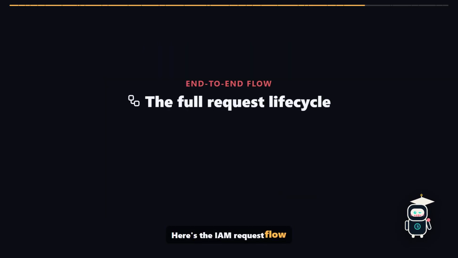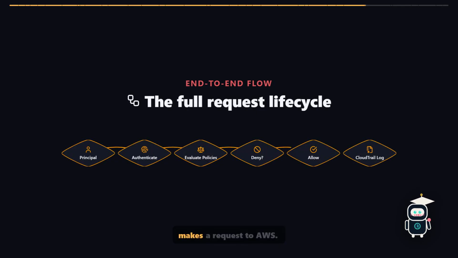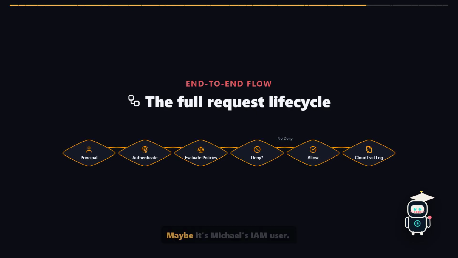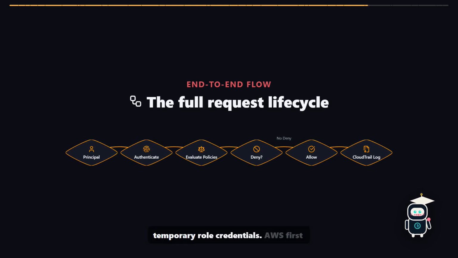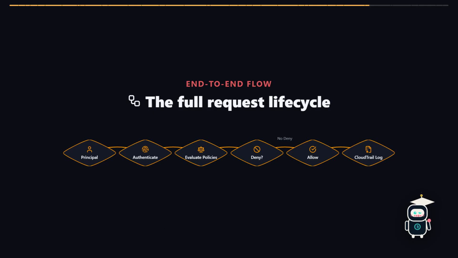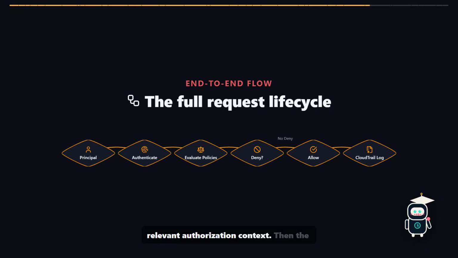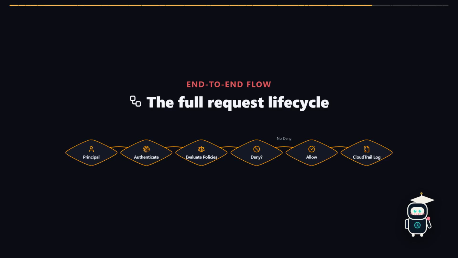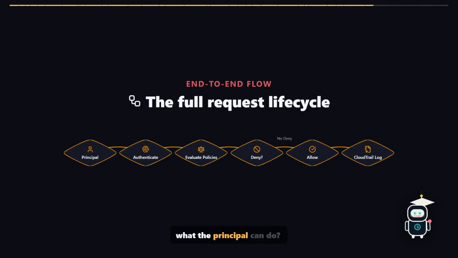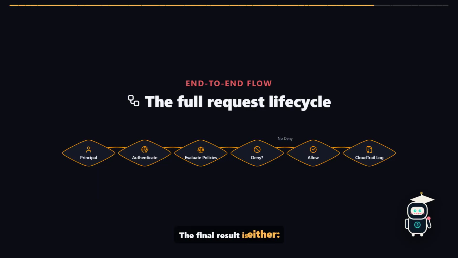Here's the IAM request flow in one pass. A principal makes a request to AWS. Maybe it's Michael's IAM user. Maybe it's an application using temporary role credentials. AWS first determines the identity associated with the request and evaluates the relevant authorization context. Then, the applicable policies and permission controls are evaluated. Does the request have the permissions it needs? Does an explicit deny apply? Are there other controls restricting what the principal can do? The final result is either allowed or denied.